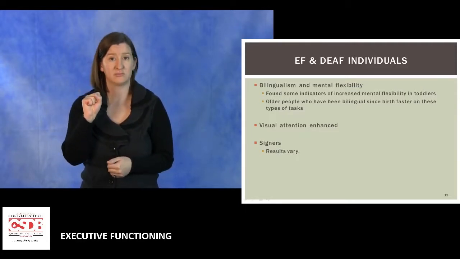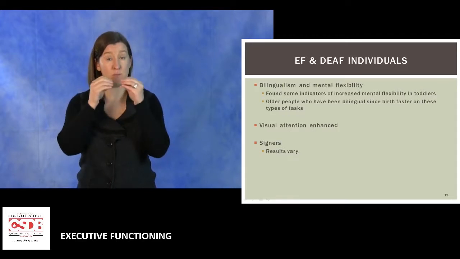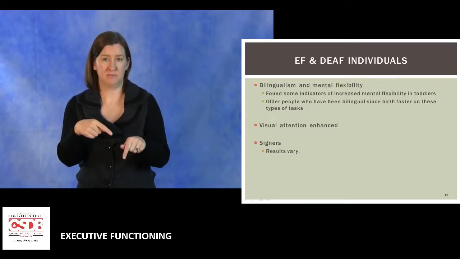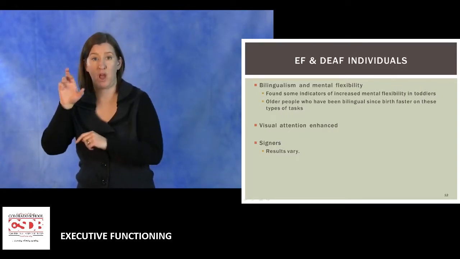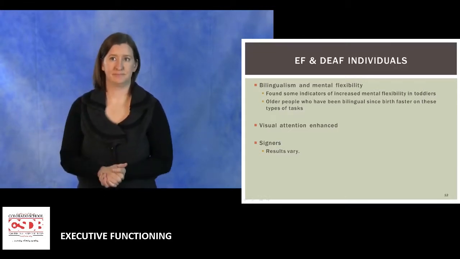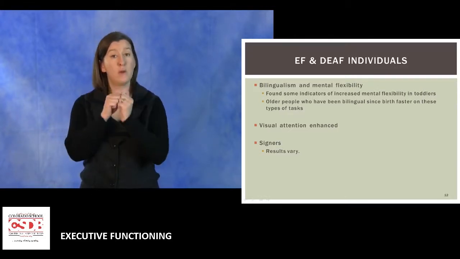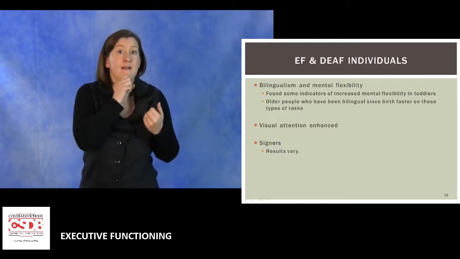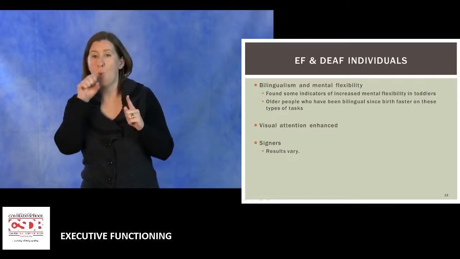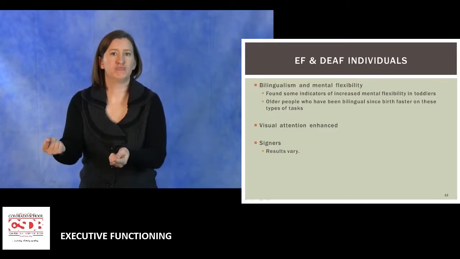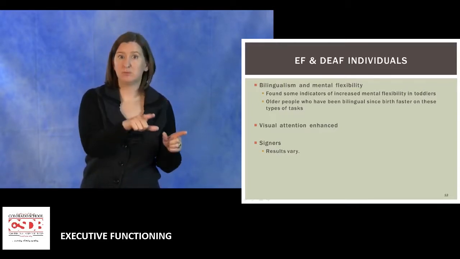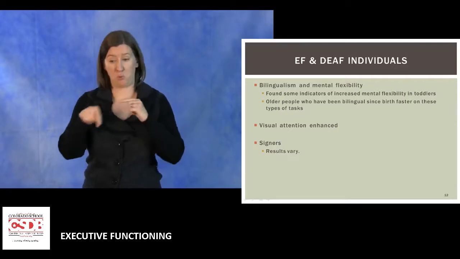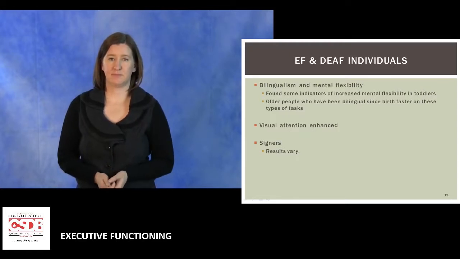They found that toddlers who were bilingual had more mental flexibility compared to toddlers that had one language. Also, with older people, if they were bilingual since they were young, compared to an older person that just had one language, the bilingual person would do better on mental flexibility assignments.